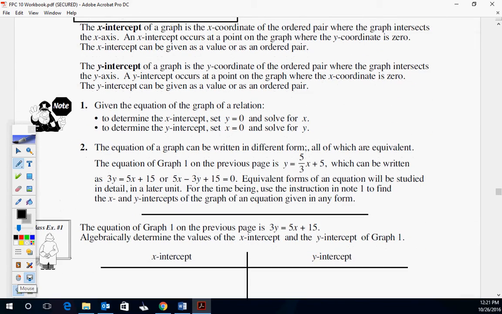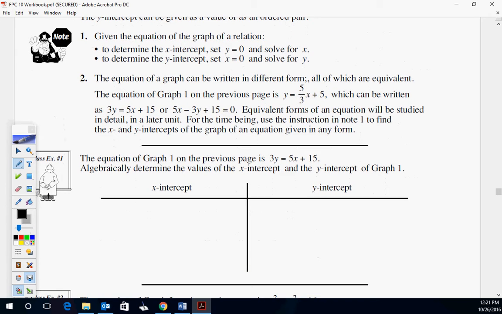Okay, so X and Y-intercept of the graph. The X-intercept of the graph is the X coordinate of the ordered pair where the graph intersects the X-axis. Okay, the Y-intercept again is where it intersects the Y-axis. Given an equation of a graph, so you don't have a picture, to determine the X-intercept, you make Y 0. You might want to star this if you need to. To determine the Y-intercept, make X equals 0. And then you solve for that other variable. Okay, we'll do a couple of these in a second.